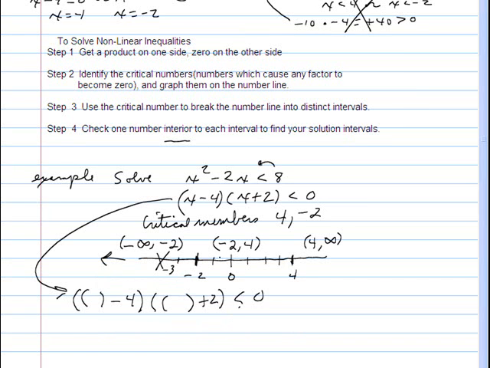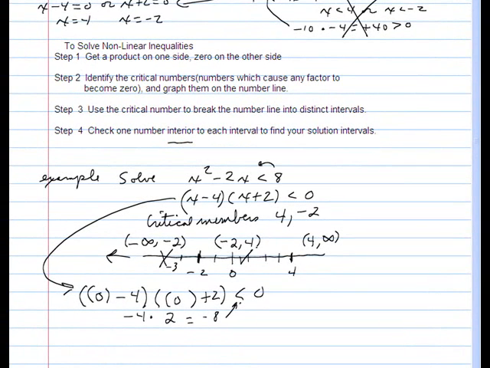Now this time my interval is negative 2 to 4, and I'm kind of lucky because in this interval is 0, and that's really easy to check. Put a 0 here, put a 0 here. 0 minus 4 is negative 4, times 0 plus 2, which is positive 2. Negative 4 times positive 2 is negative 8. Negative 8 is less than 0. So this gave me a true sentence, so this is going to be a solution interval. So I'm going to write down my first solution interval, negative 2 to 4.